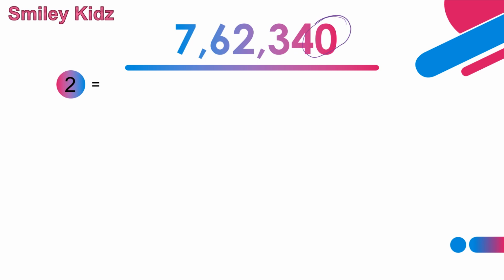The divisibility rule of 2 is if the last digit is 2, 4, 6, 8 or 0, then it is divisible by 2. So, the last digit is ending with 0. So, 7,62,340 is divisible by 2.